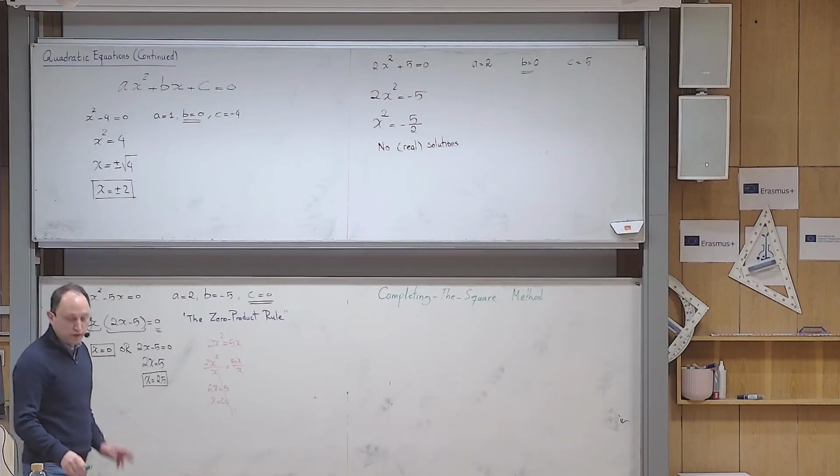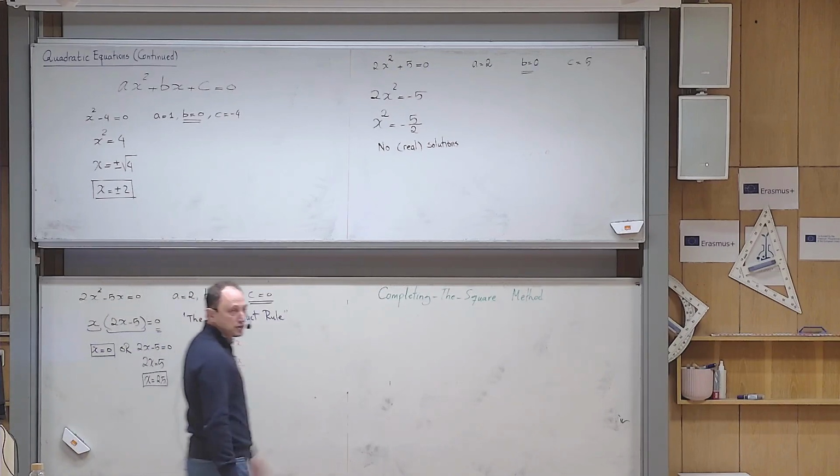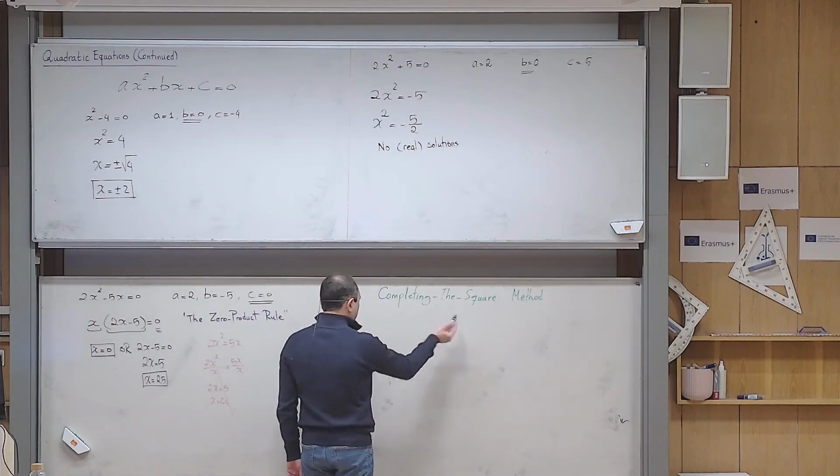To solve a quadratic equation in its full entirety, so none of them is zero. But of course, I start with a very simple example. So let us try to solve this one.